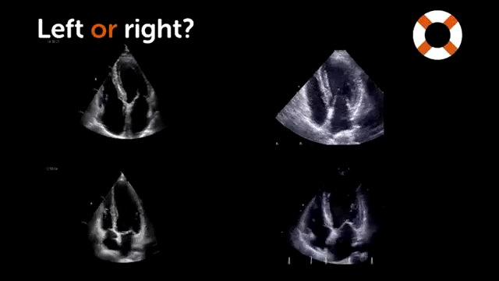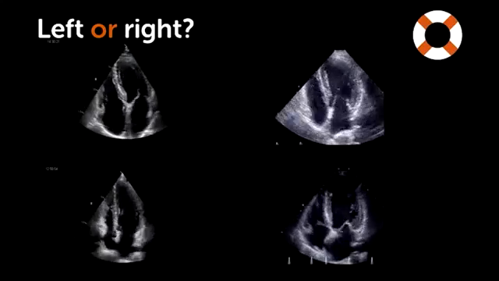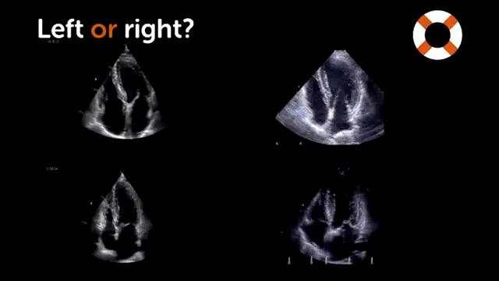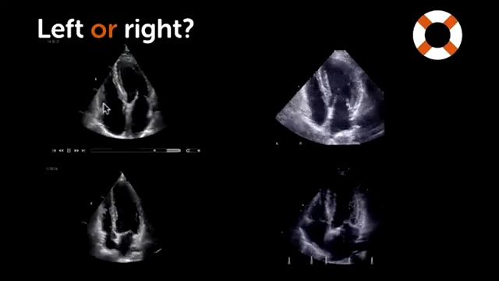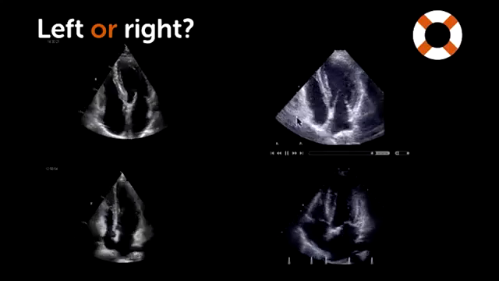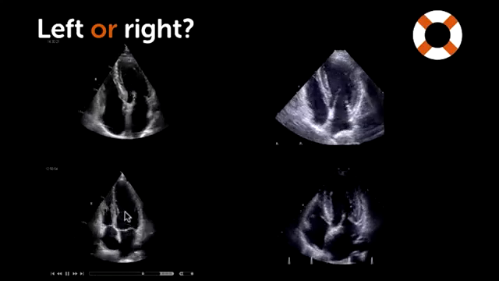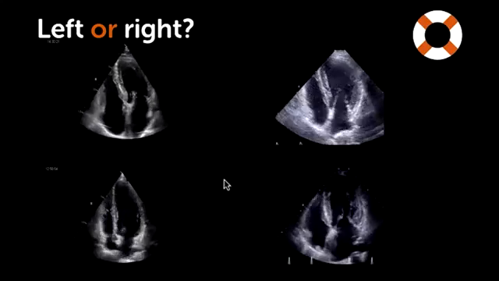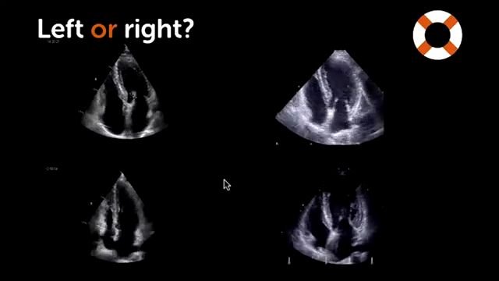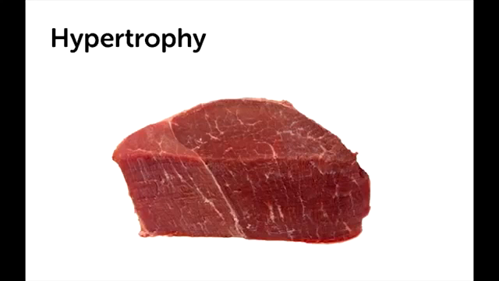Compare the images on the left to those on the right. Which ventricle would you rather have? This ventricle or this ventricle? Would you prefer to have this ventricle or this ventricle? Which ones are diseased? Which ones are normal? I'm not trying to make you hungry. I just want to show you the pathology.